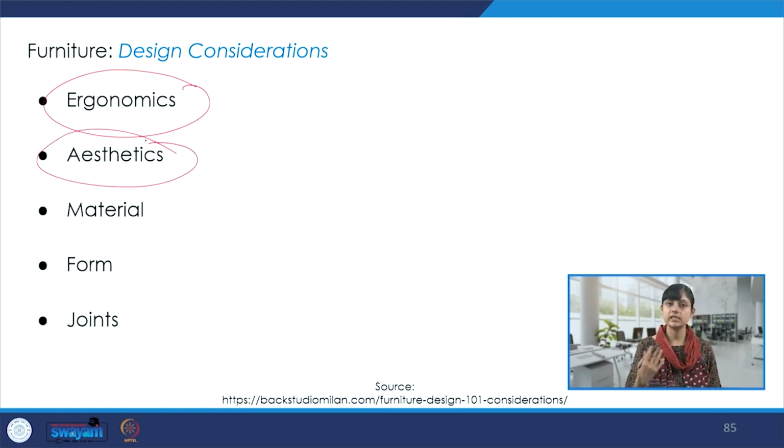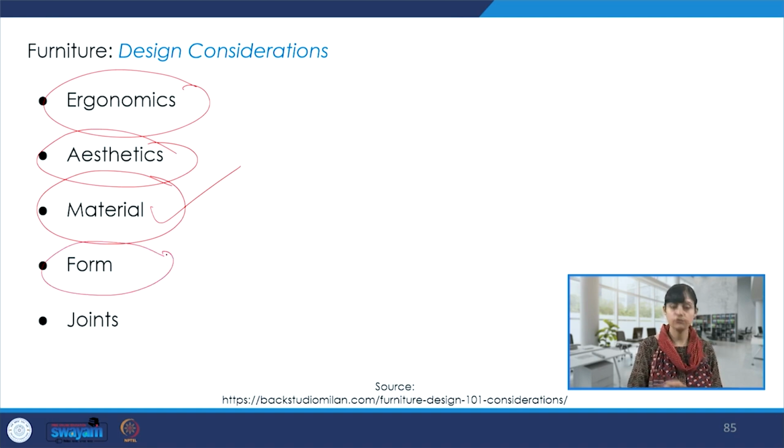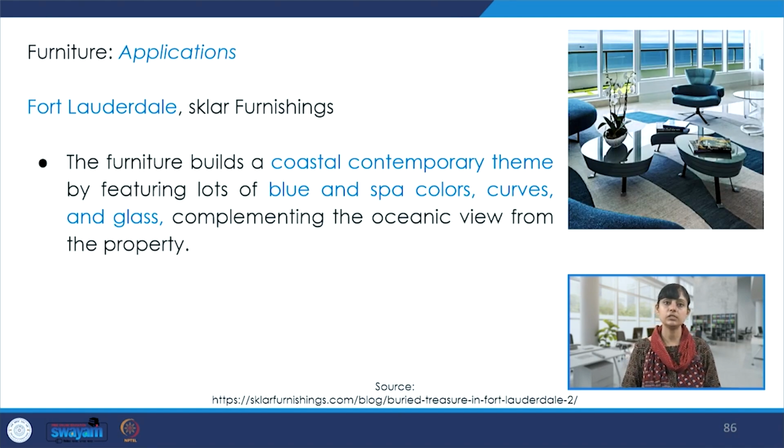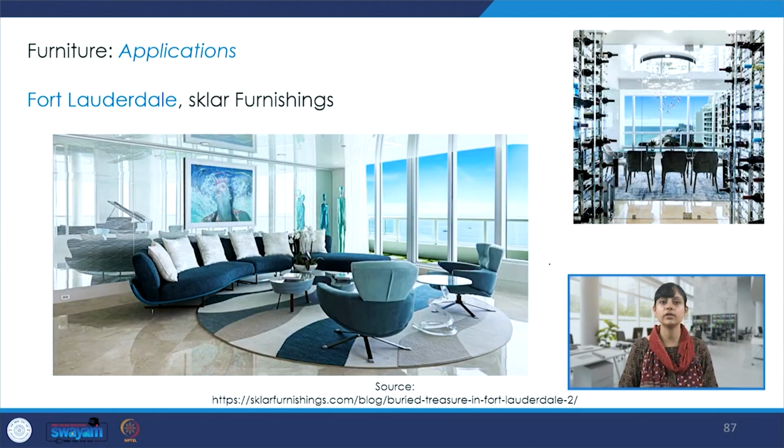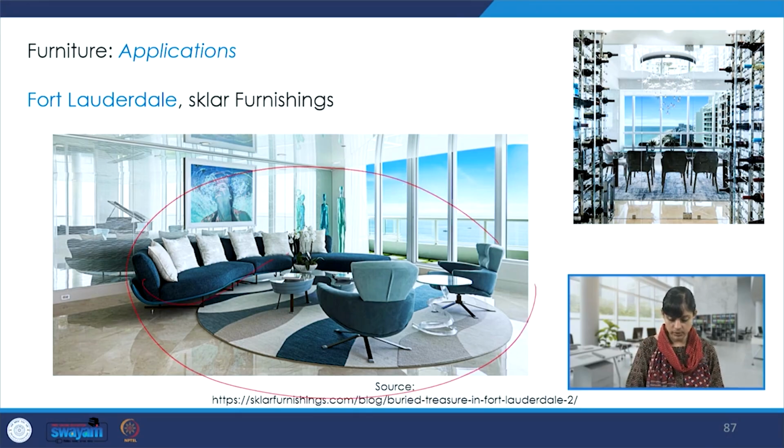Then, of course, the aesthetics, the material aspect: which materials have been used to make the furniture, what is the overall form like, and how the joinery is taken care of. Some of the applications we see over here. This one is a coastal contemporary theme, and we see examples of some furniture which is very contemporary. And again, a very fluid and very interesting color palette, and we see the material over here, glass, and again a very, very fluid form over here.